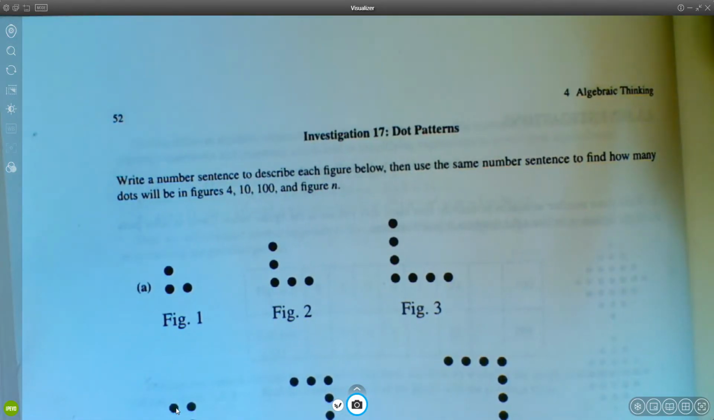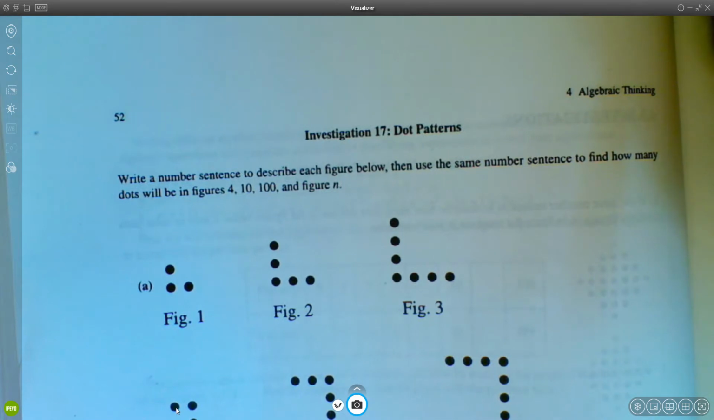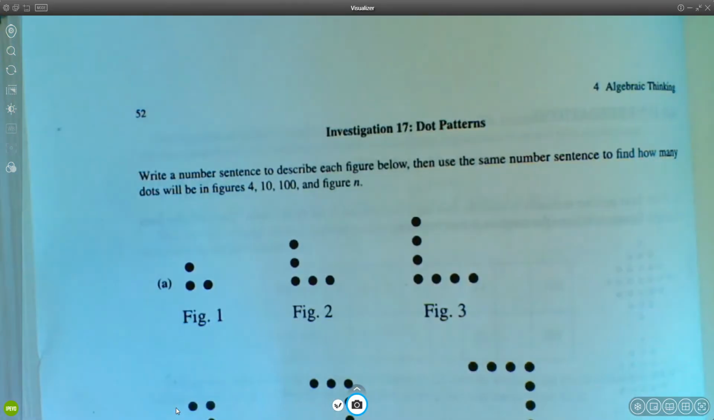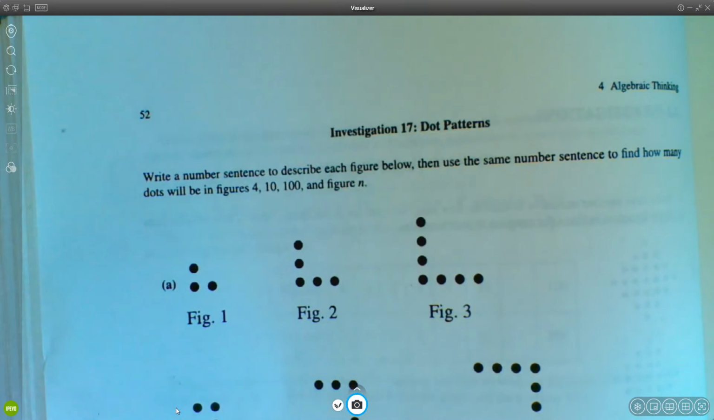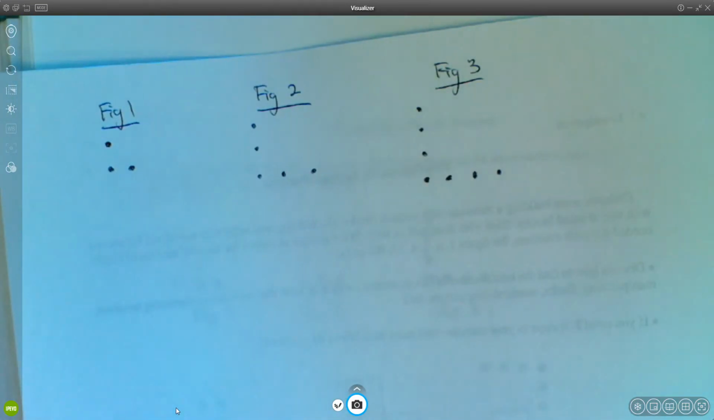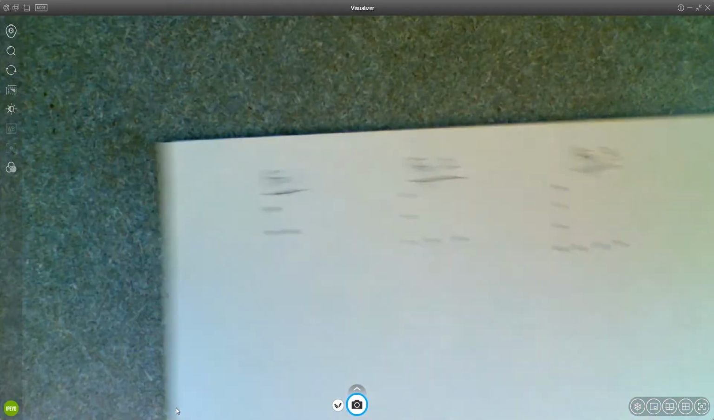So now some of you may be able to do that just by doing the 3, 5, 7, 9 approach, but I'm going to show you a different way, a more visual way, right? So I copied the figures down on a separate sheet of paper so that I can kind of work this out.